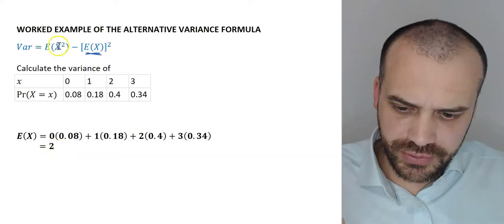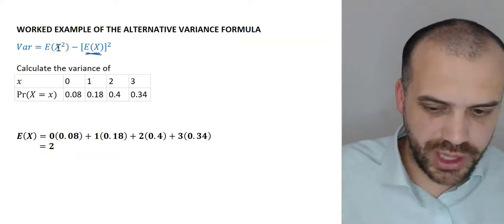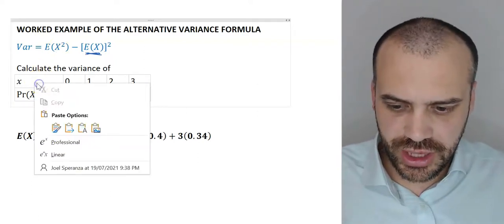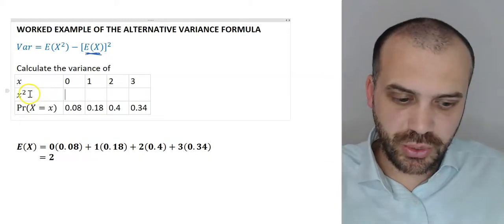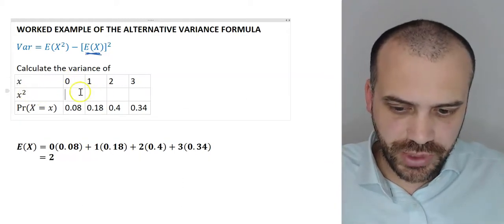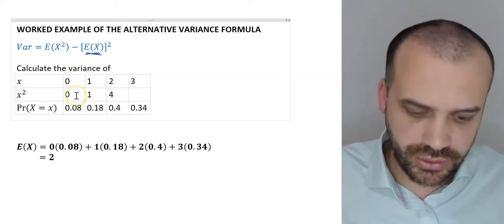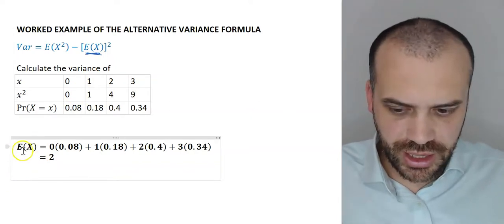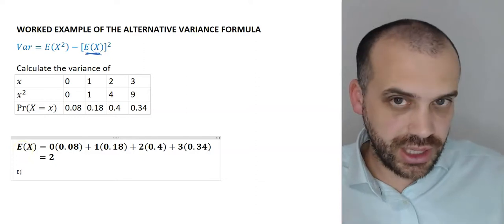Now, the other part of this variance formula is the expected value of x squared. The way that I like to do this is to insert an extra row in my table. Extra row, the x squared row. And then I just take all of my x values and square them. 0 squared is 0, 1 squared is 1, 2 squared is 4, and 3 squared is 9. And then I just create another expected value formula, but this time E of x squared.